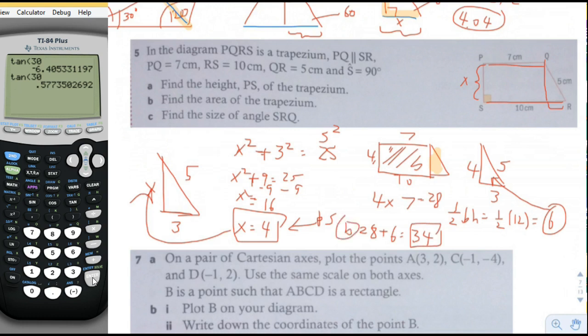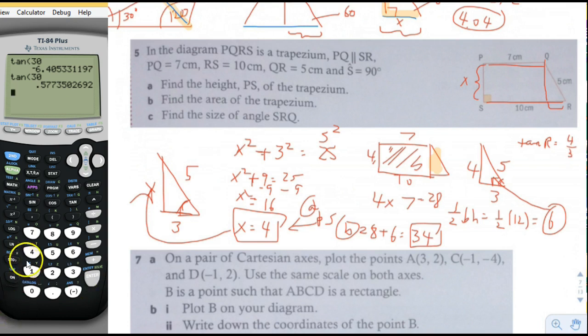Find the size of the angle SRQ. SRQ is this angle here. To find that angle, especially now we know that each of the sides is 3, 4, and 5, we can use sine, cosine, or tangent. So do whatever you're most comfortable with. Let's do tangent. So tangent of this unknown angle R is equal to 4 divided by 3.